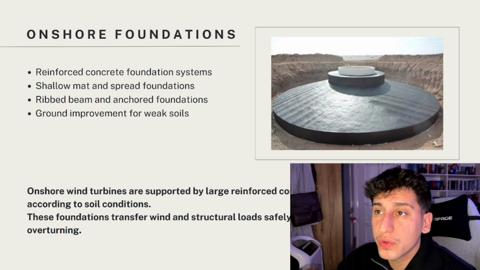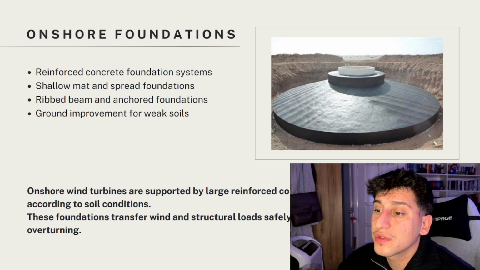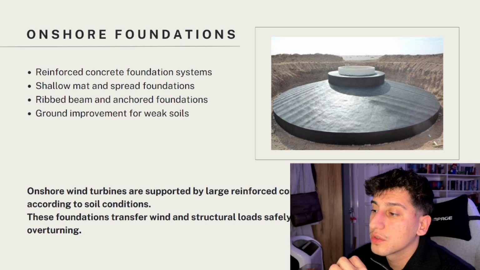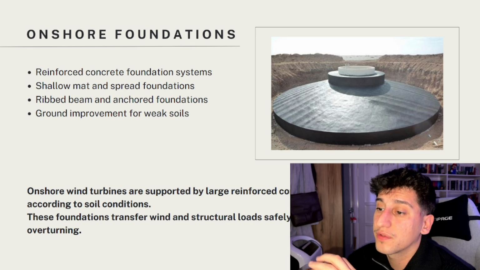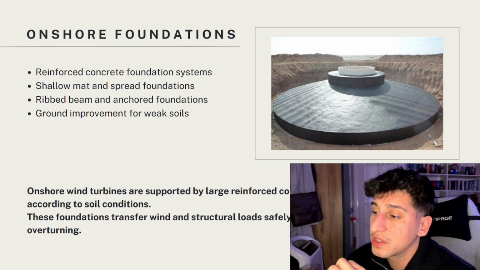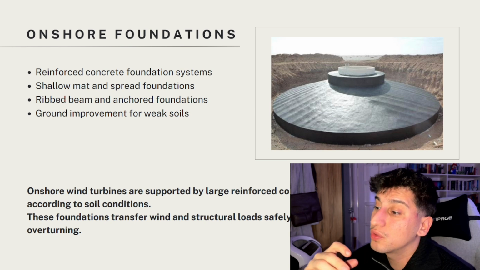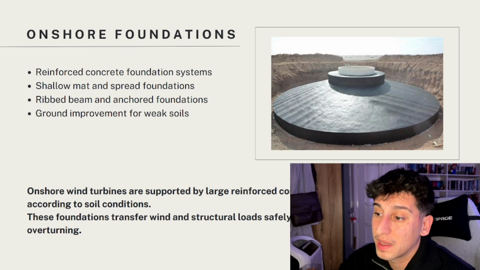When we continue to onshore foundations, what we are going to see is really important, because onshore wind turbines are typically supported by large reinforced concrete. One common type is the shallow mat foundation, which consists of a massive concrete slab that distributes the load to a wide area. This solution is reliable, but it requires extensive excavation and large volumes of concrete. But we have alternative solutions for that, such as ribbed beam foundation or rock anchored systems. You can use materials more efficiently, but they require more complex design and construction techniques.